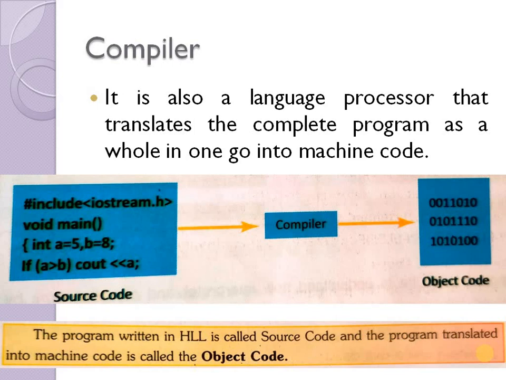So how is it possible? See, you have written a 4-line code. This code is known as the source code. Whatever code you are writing for the program is known as the source code, and that is going to the compiler. All the lines are taken all together, and the compiler converts all at once into object code. This object code is also your machine code. Here we have written that the program written in high level language is called source code, and the program translated into machine code is called object code. So all the programs are converted all together into the object code or the machine code.